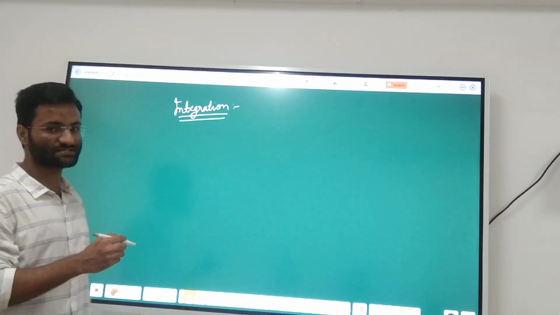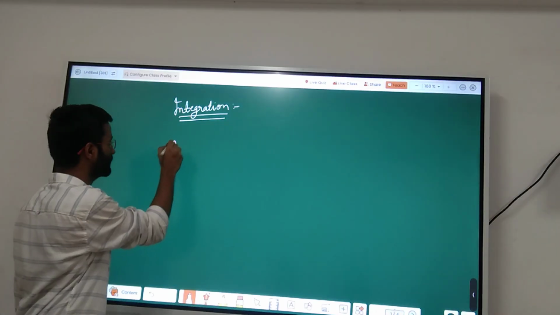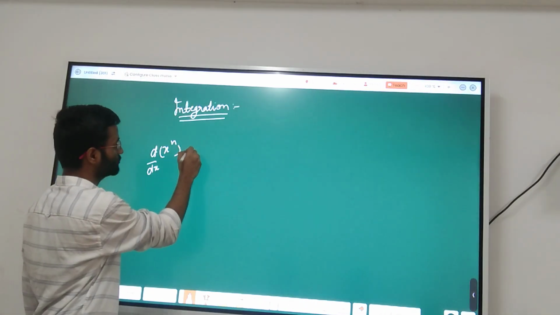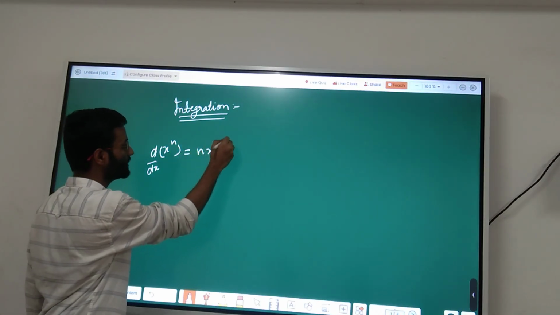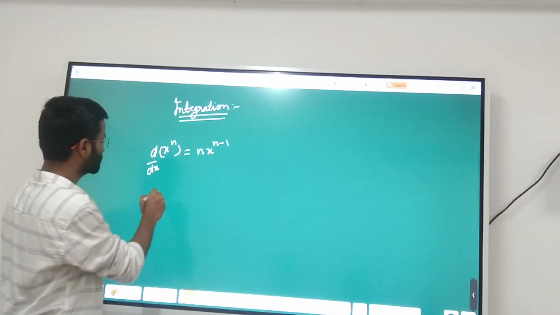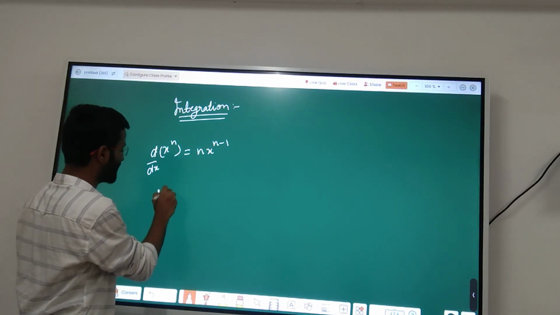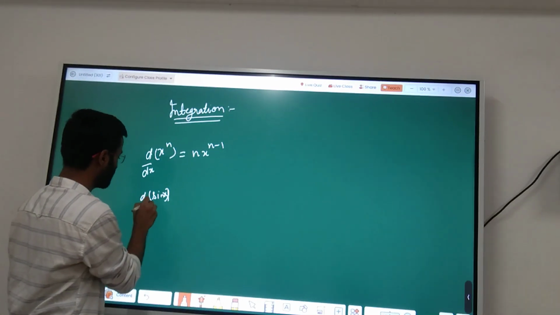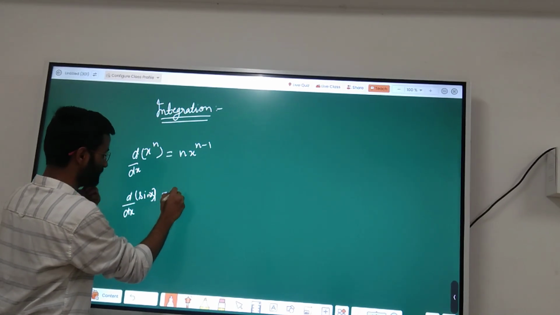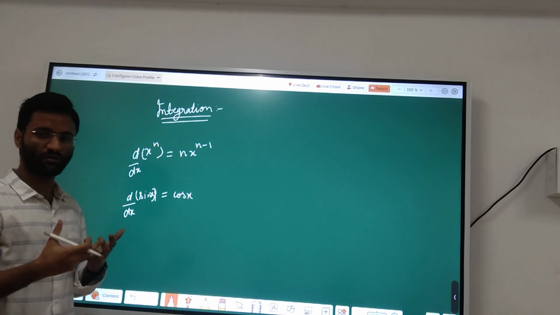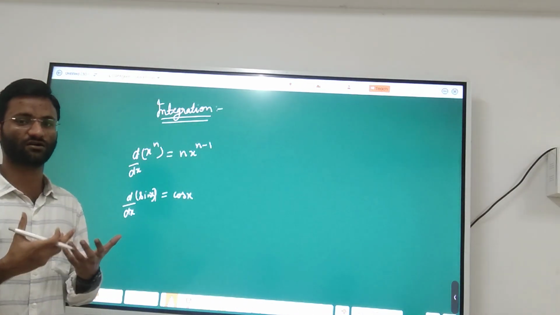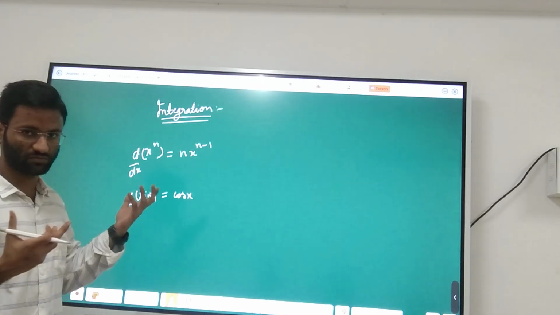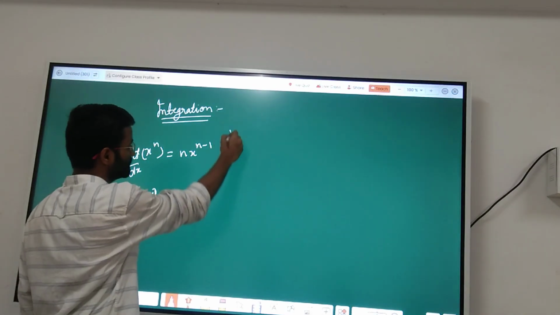If I ask what is the differentiation of f to the power n with respect to x, you would say that this is going to be n f to the power n minus 1. If I ask what is the differentiation of sin x, you would say that it is cos x. So d/dx of sin x is cos x. In a similar way you can tell me the differentiation of cos x, cot x, cosec x, and all the trigonometric, exponential and logarithmic functions. Integration is a little bit different.